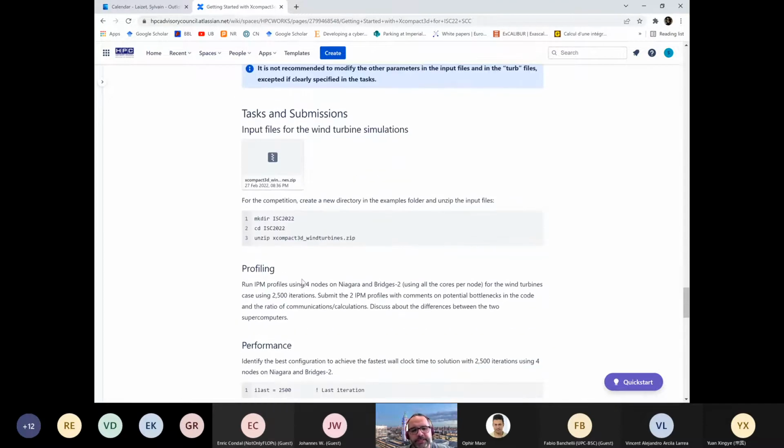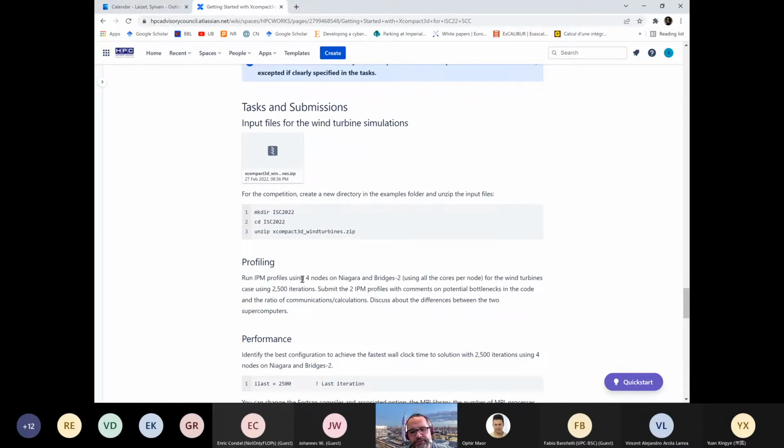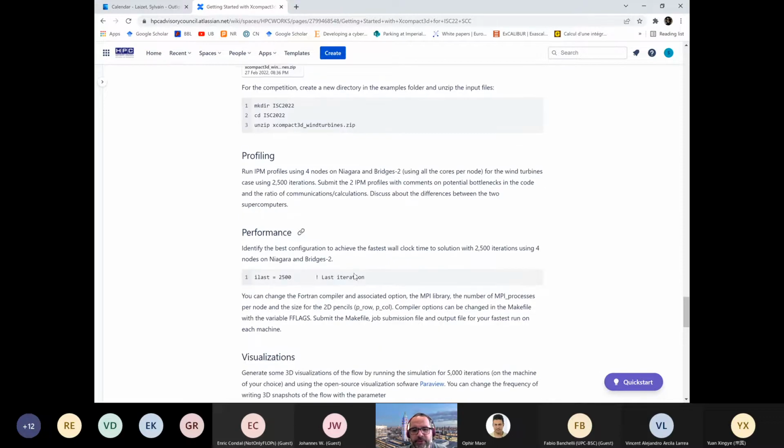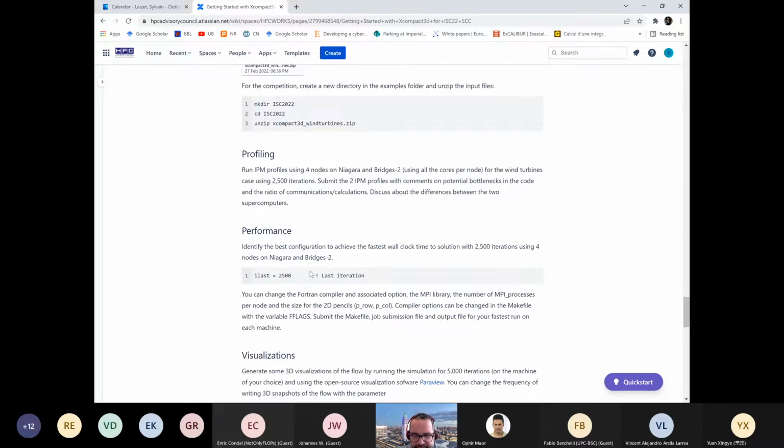What we are interested in this competition is, of course, profiling on Niagara and on Bridges 2, trying to compare the performance of those two machines. One is based on AMD cores, the other one on Intel cores. So there will be some differences. We are interested in performance analysis depending on the Fortran compiler, depending on their options, depending on the MPI library, depending on the number of MPI processes per node, and the size of the 2D pencils.